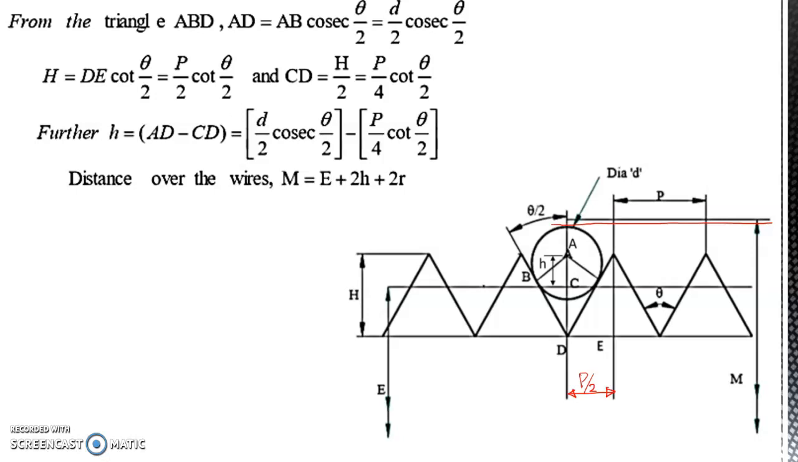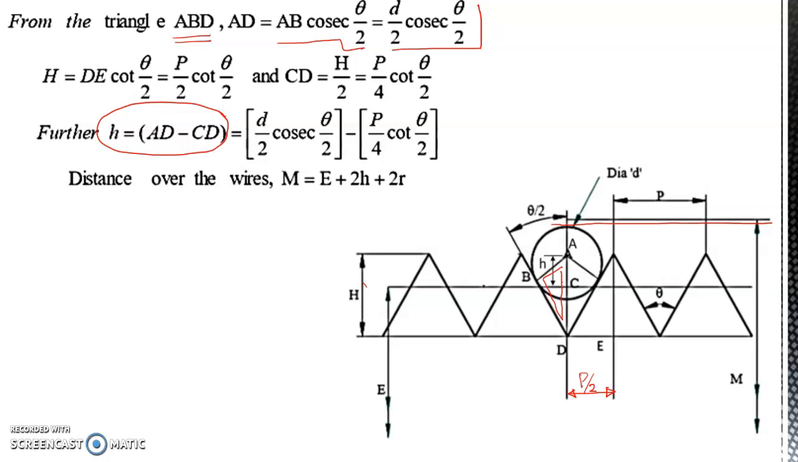So first we have to determine the value of h. h is given by AD minus CD. Here, considering the triangle ABD, AD is given as AB cosec theta by 2. And we know that AB is d by 2. So substituting in that equation, it is d by 2 cosec theta by 2.